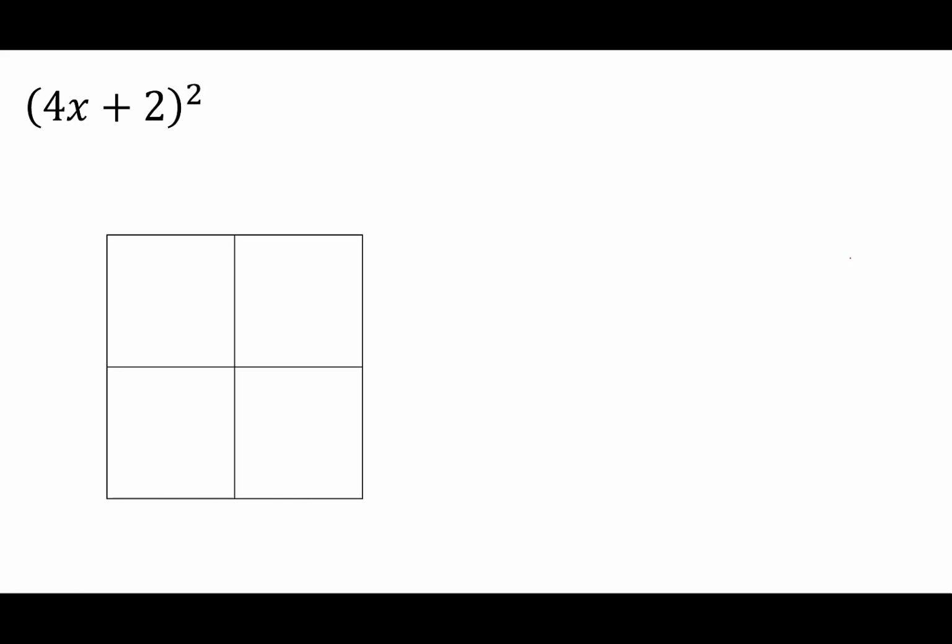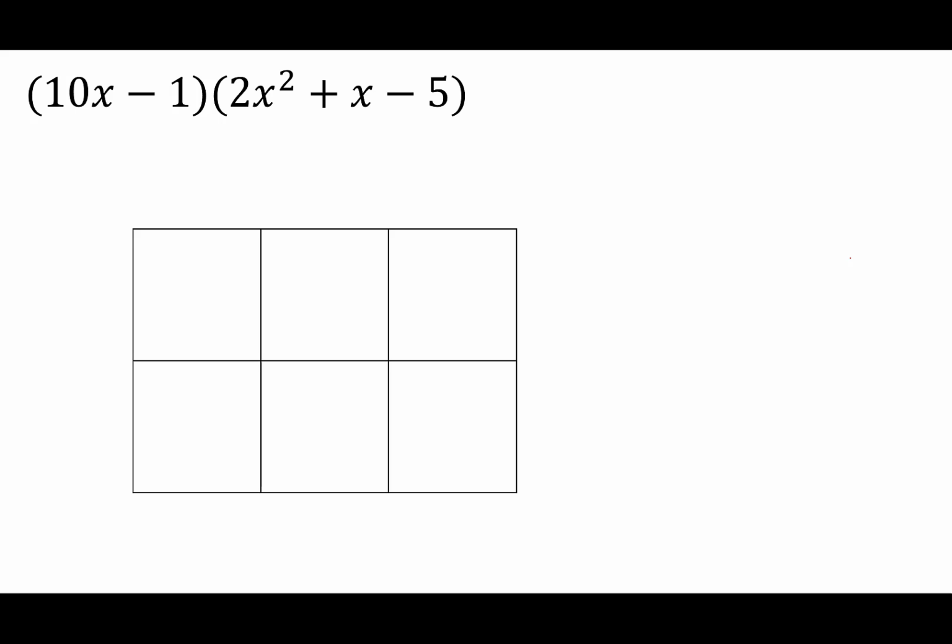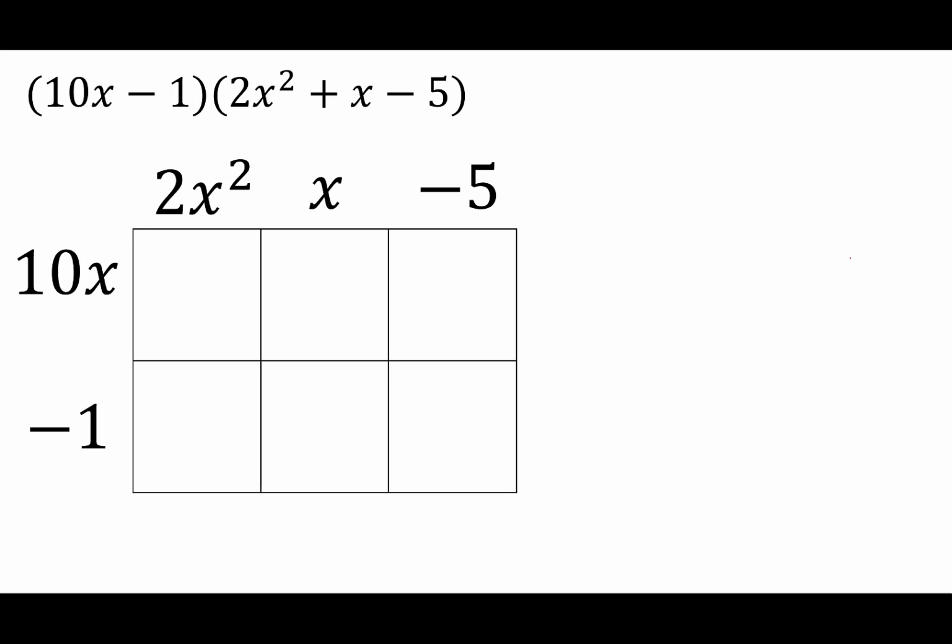And that's it. So now let's look at, what do I do if I have a binomial times a trinomial? Again, I'm going to work them pretty much the same. The only difference is I will have a 2 by 3 this time. Put them in their spot. The first one goes on the up and down.